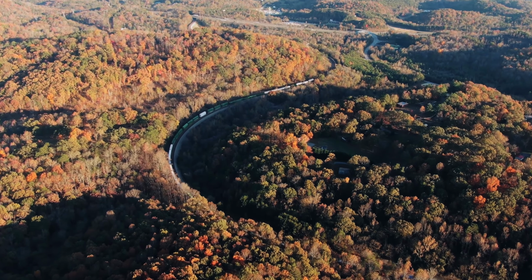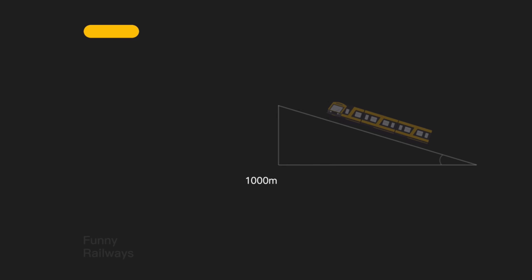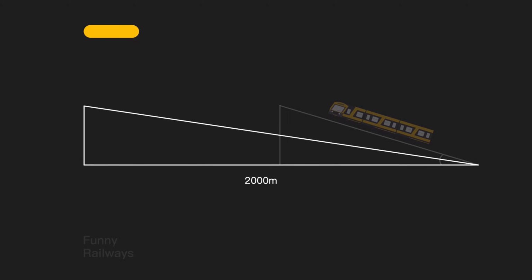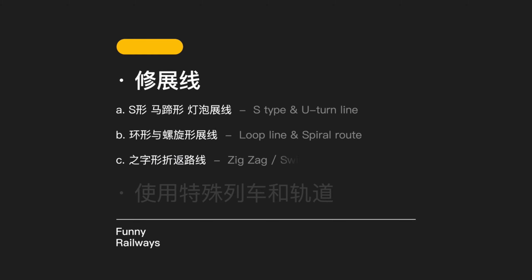Spreading is the process of extending a railway line to lessen its slope. Extend a 1 kilometer long and 100 meter high route to 2 kilometers, and it's a lot less steep. Three methods are common for railroad spreading construction.